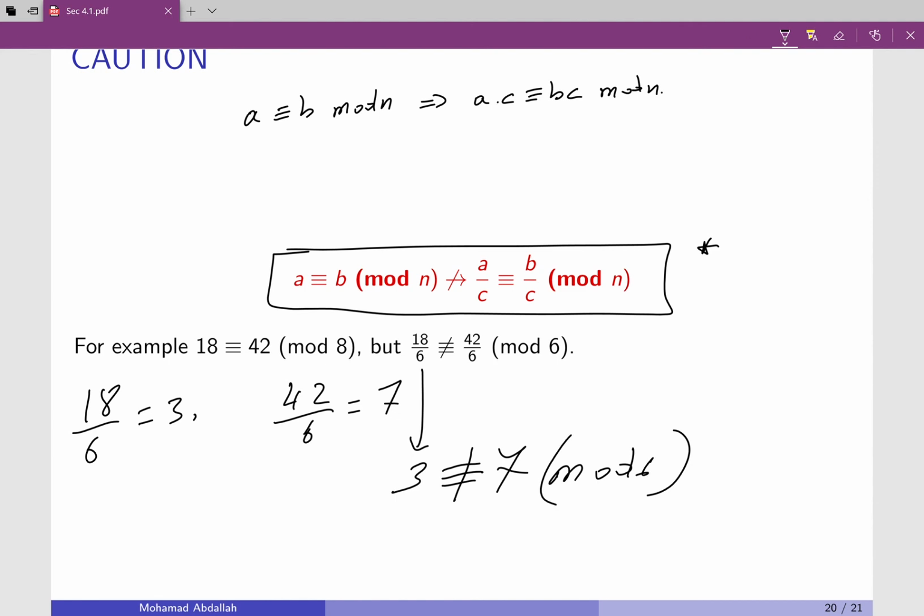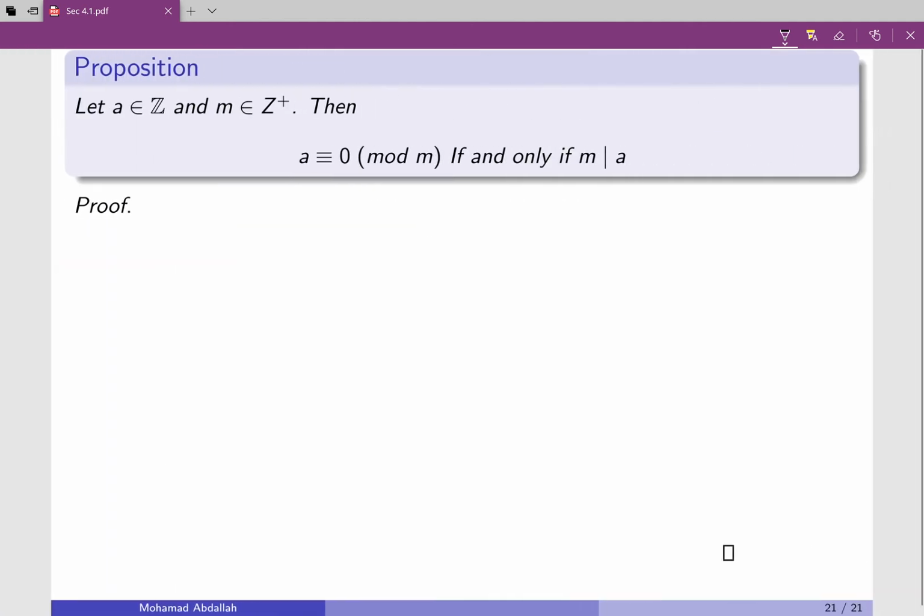So we have to be very careful. Division is not allowed in general. There are some cases where we can divide. We can talk about these later after we talk about GCD and prime numbers. So we finish this by the following proposition. Suppose that A is congruent to 0 modulo M, then this implies that M divides A, and vice versa. If M divides A, then A is congruent to 0 mod M.